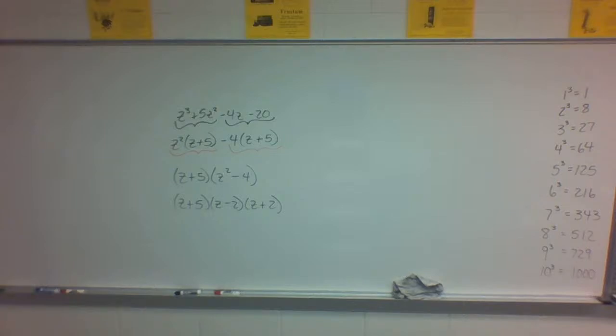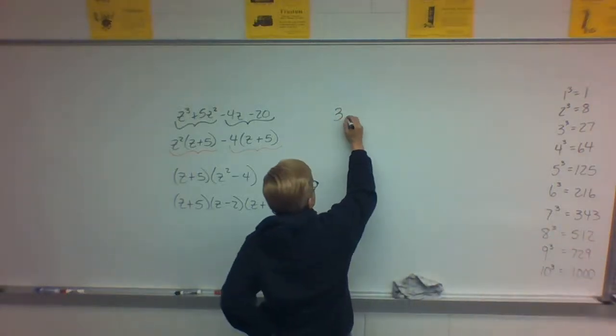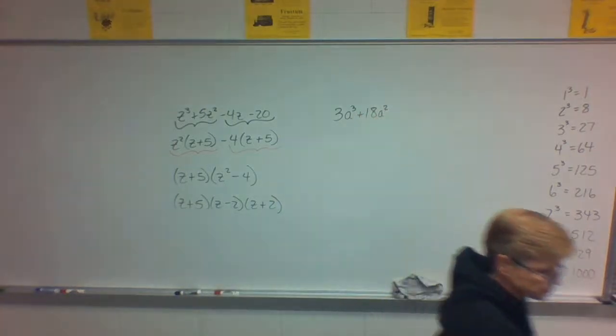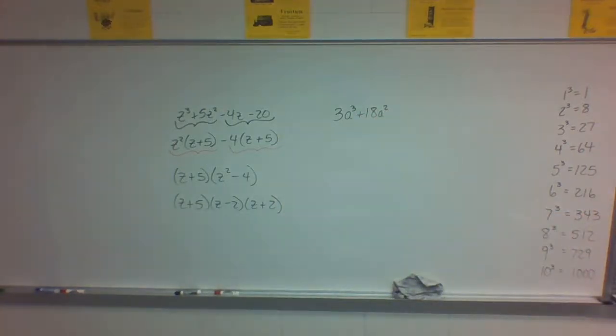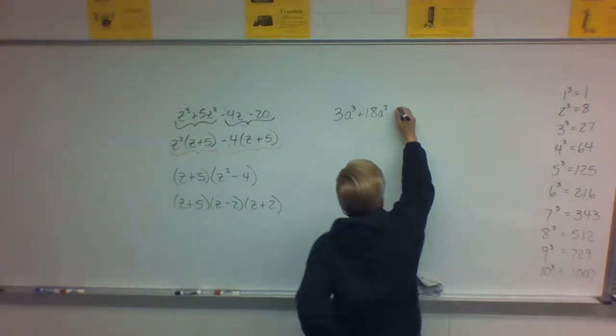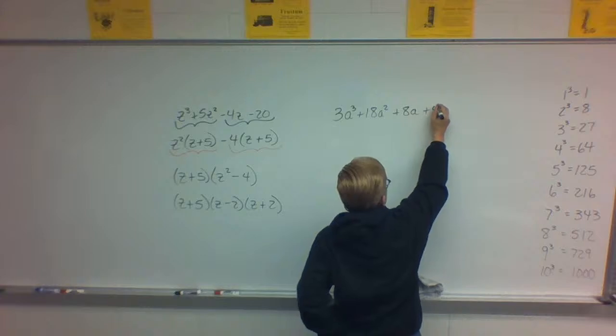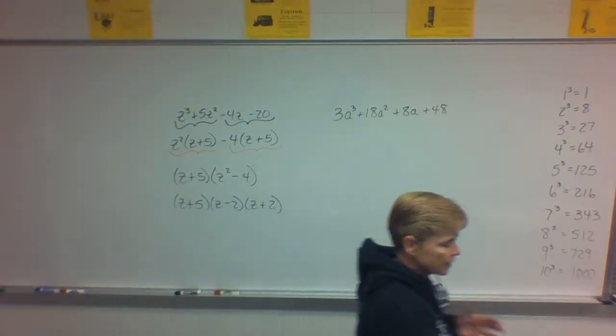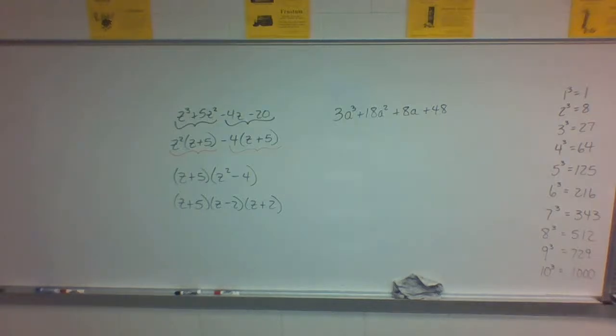Let's do number 25. 3a cubed plus 18a squared plus 8a plus 48. Okay, now I want you to notice why, when I turn to the exercises, I quickly, and I mean quickly, scan through to try to find this. I want you to look at the exercises with me for just a minute before we tackle this.